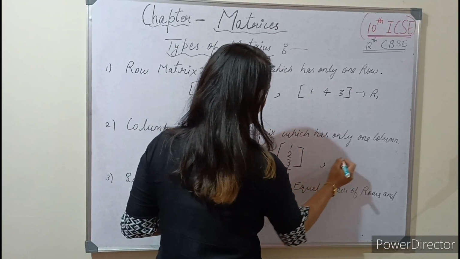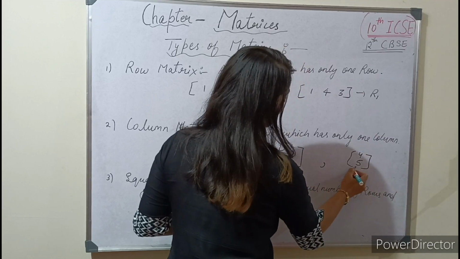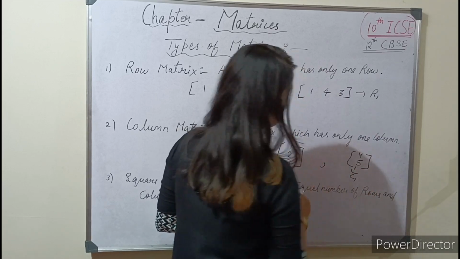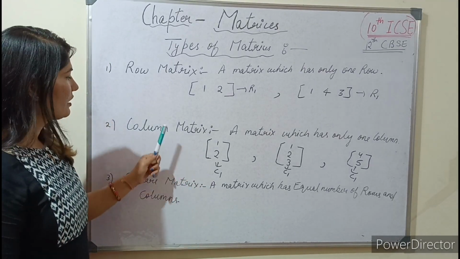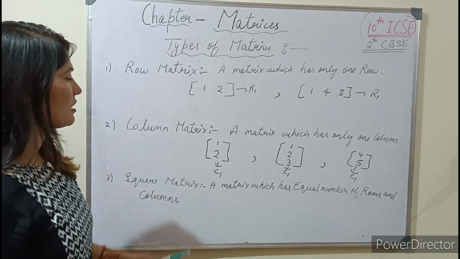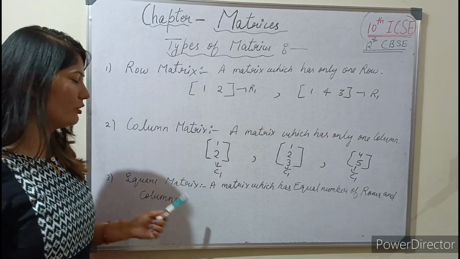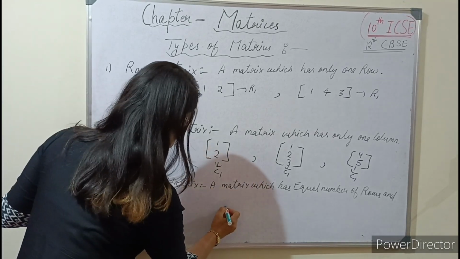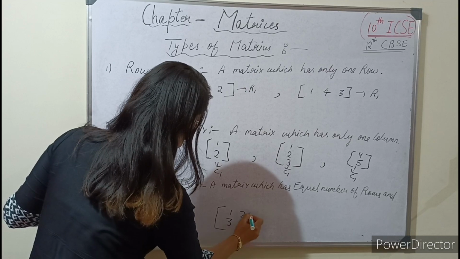Or we can write like 4, 5. Again there is only 1 column. So hence this matrix is known as column matrix. Right. Now moving to the third type of matrix, that is square matrix. So here a matrix which has equal number of row and column. For example, if I write a matrix 1, 2, 3, 4.